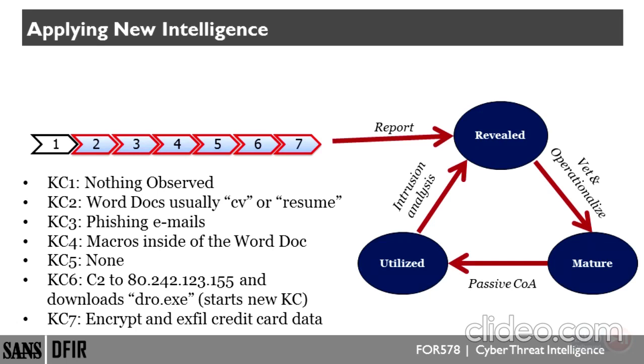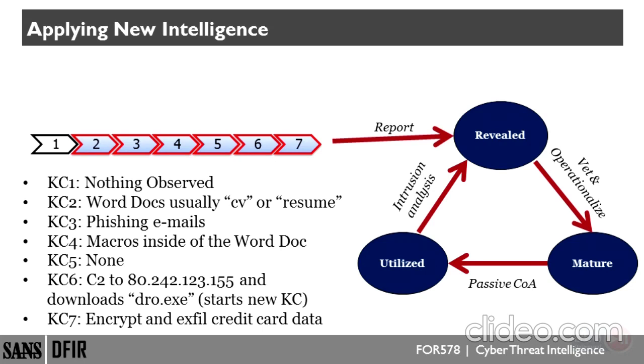So what did we learn? Well, just like you said, kill chain 1, we had nothing observed. Kill chain 2, for weaponization, we had the Word documents, usually with a CV or resume. They were delivered via phishing emails. They had macros inside them. I'm going to say there was no installation. Eventually there was, later on, but right up front, no. Now, I normally would, but I just wanted to show a different way of doing it. But I'm going to say in this one, no installation.